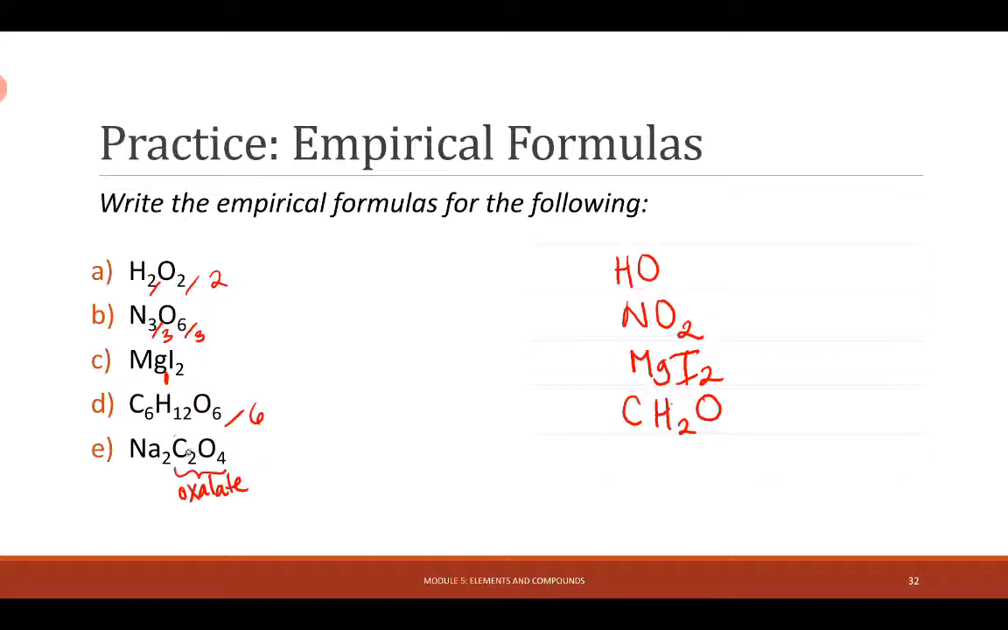And so we have to keep that as C2O4 if we're going to represent the ionic compound, but this tells us we have to write the empirical formula of it. And so all of these are divisible by 2, and so the empirical formula is NaCO2.